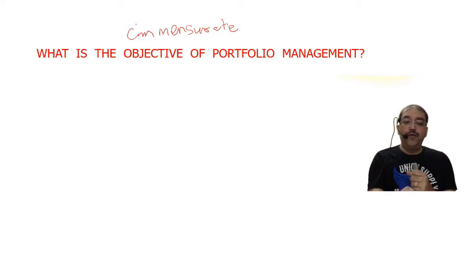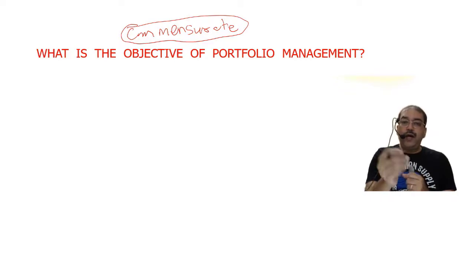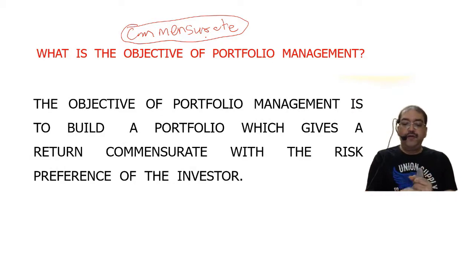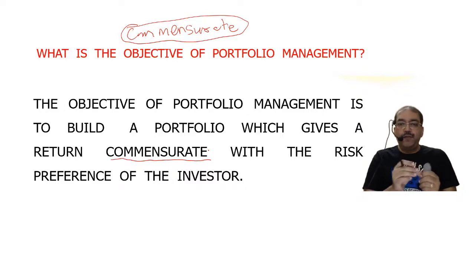So building a portfolio commensurate with, which matches with the risk that you are willing to undertake. For that we use the word commensurate. So the objective of portfolio management is to build a portfolio which gives a return commensurate with the risk preference of the investor. Commensurate with the risk preference means matching with the risk preference of the investor. That means to what level the investor can bear the risk.